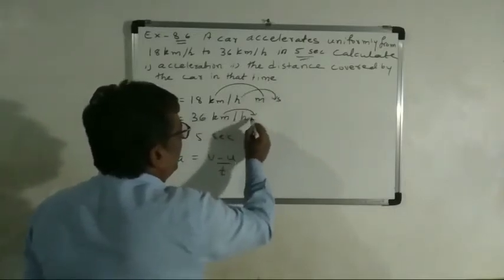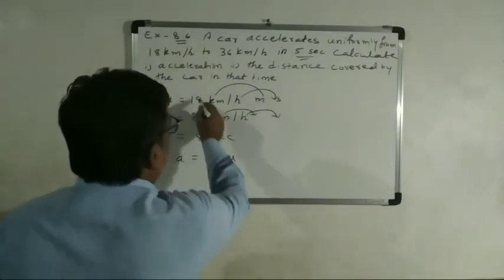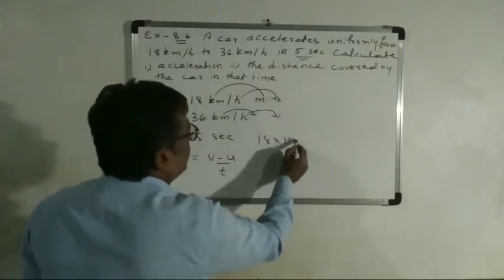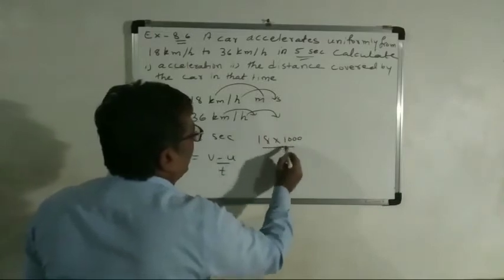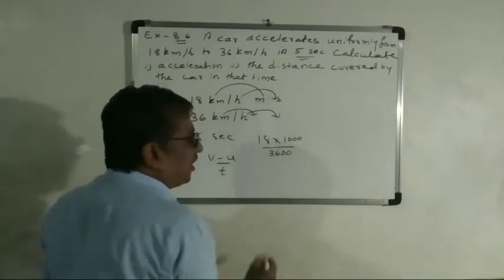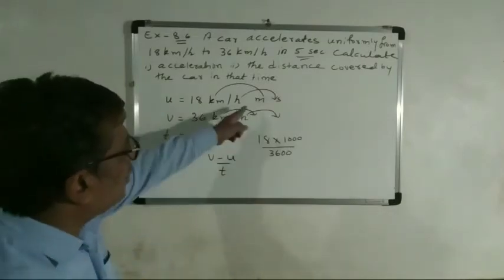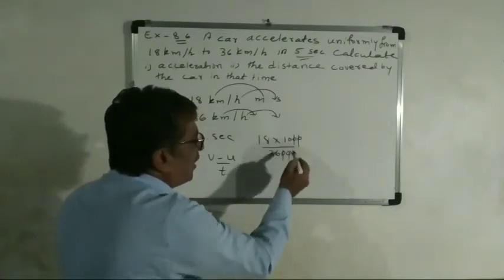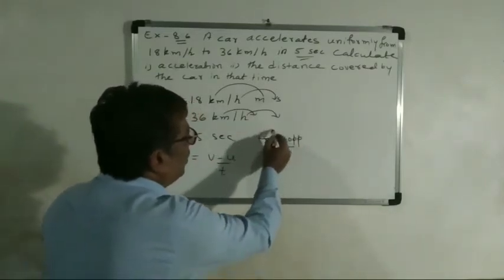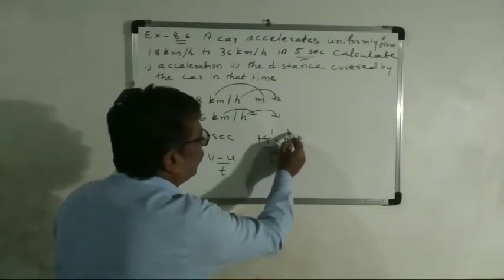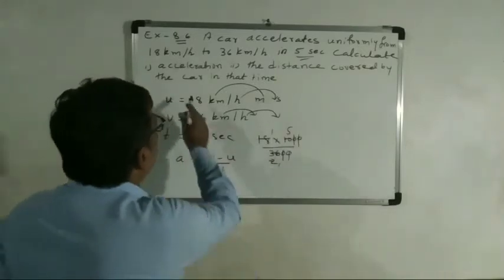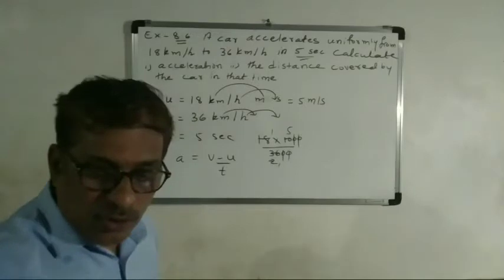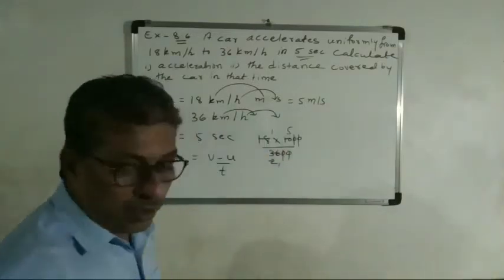In the similar fashion, for 18 kilometer per hour: 18 into kilometer to meter, 18 into 1000, hour to second, divided by 3600, because 1 hour is equal to 3600 seconds. Now just go with the cancellation. 18 1s are 18, 2 1s are 2, 2 5s are 10. So what did you get? 5 meter per second. Okay students, so you got 5 meter per second.